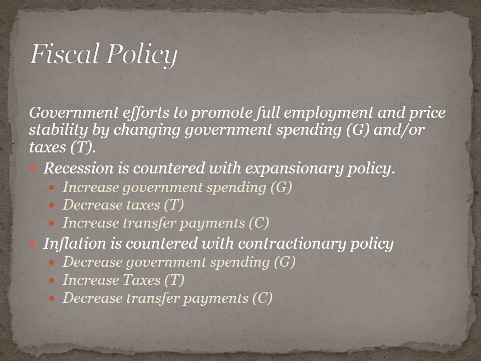And we could increase taxes, which affects which part of aggregate demand? Yeah, consumption, right? It decreases disposable income, so consumption will go down. And then decreasing transfer payments would also decrease consumption. Okay, so these are the fiscal policy options.